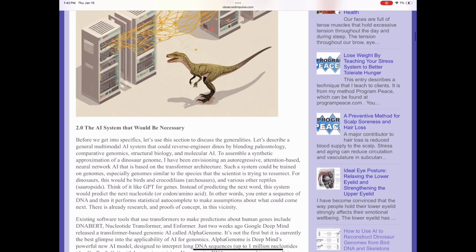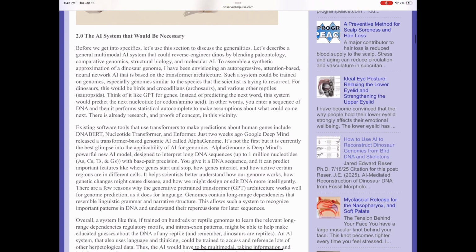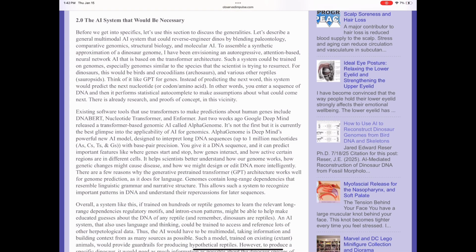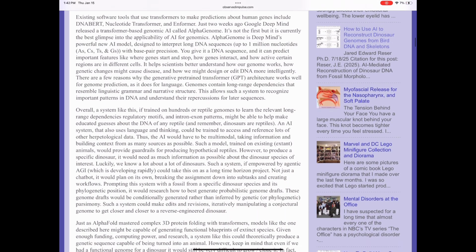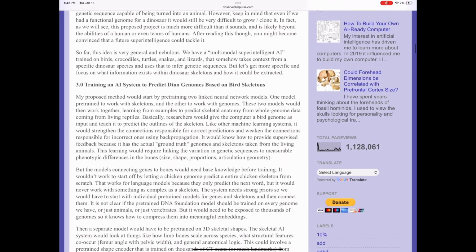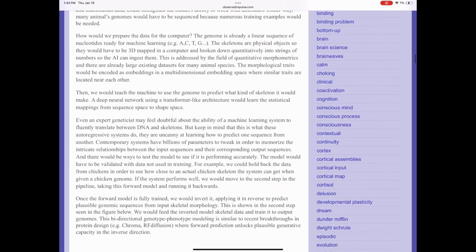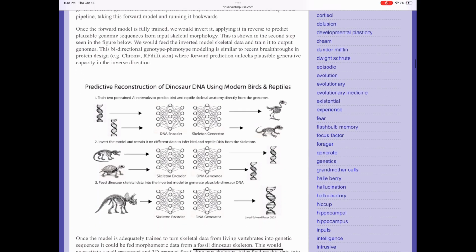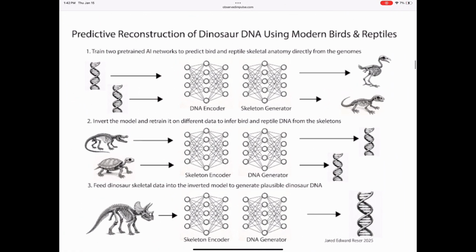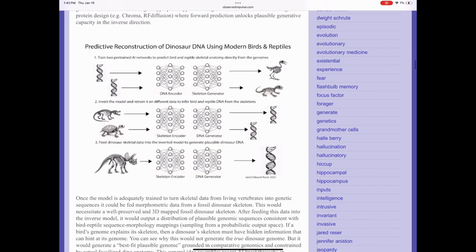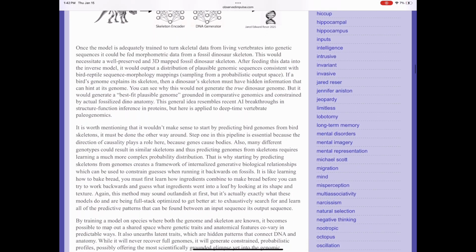So in the rest of this entry, I talk about how this would work. And here I talk about current AI systems that are looking at genes. And then here I start to talk more specifically about the pipeline that I'm introducing. And here's a somewhat more detailed figure. And then I talk about other information aside from just skeletons that could assist in the reconstruction.